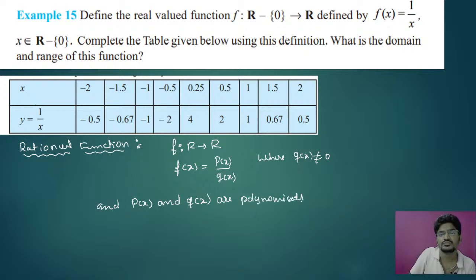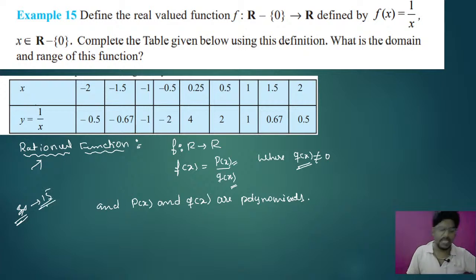Okay. So here p of x is a polynomial, q of x is a polynomial, and f of x, if defined in the form of p of x by q of x, is called rational function, where q of x is not equal to 0. Okay. For this the example is example 15. So example 15 gives us the idea about rational function.